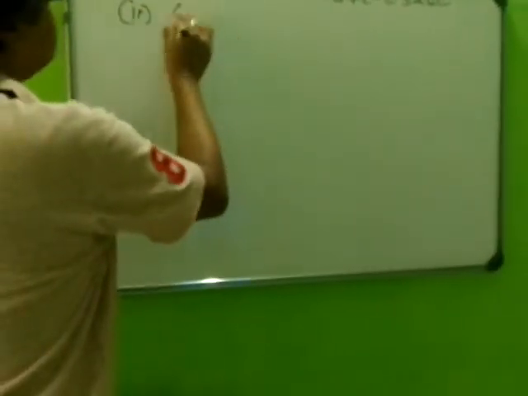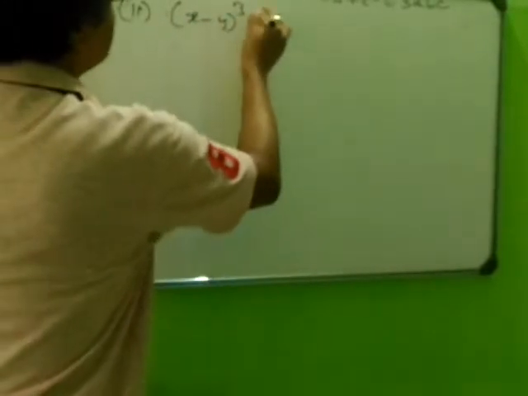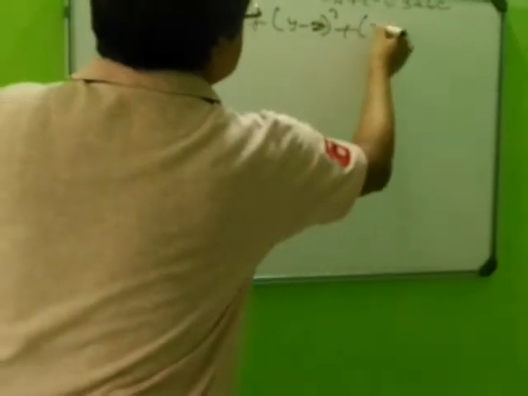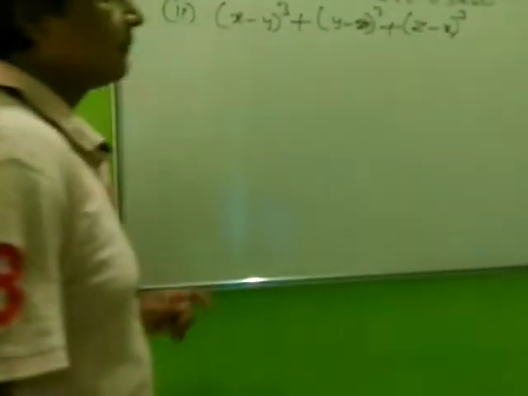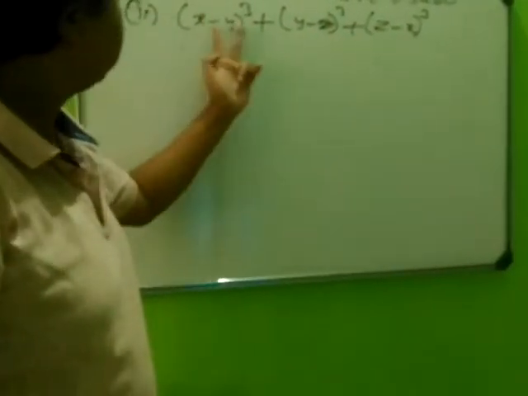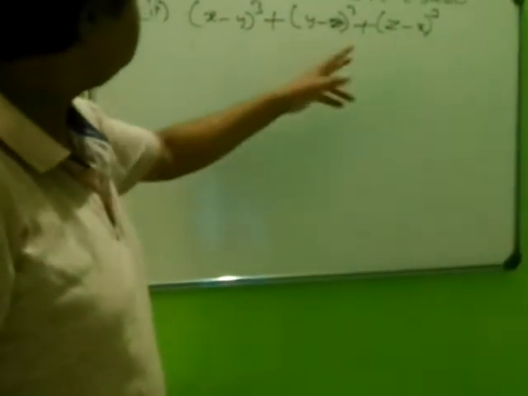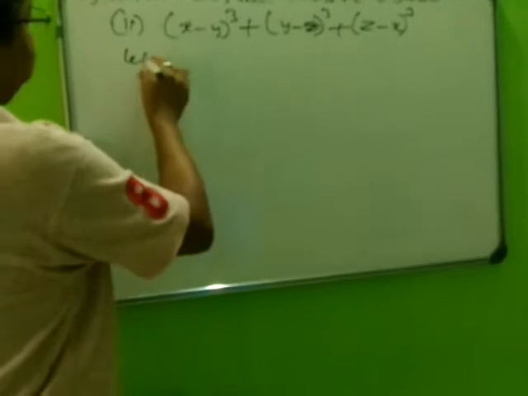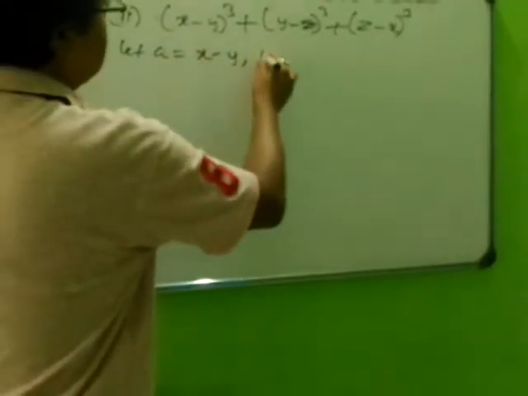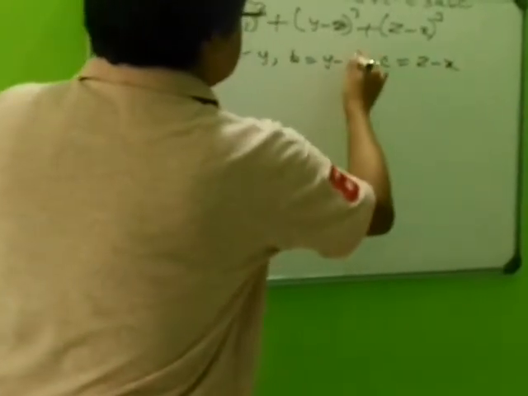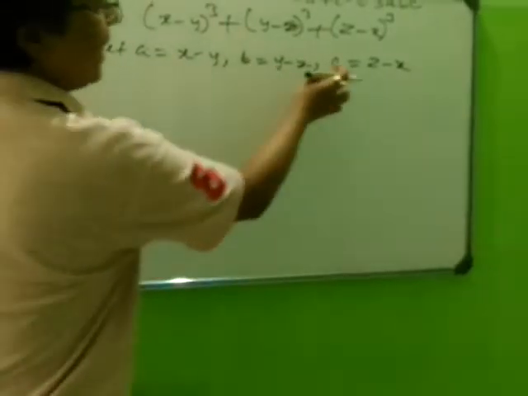Second one, it is given x minus y whole cube plus y minus z whole cube plus z minus x whole cube. Here you see they have given the sum of three different cubes. So in the same case, you will take this as A, this as B, this as C. Then you add A plus B plus C. So let A equal x minus y, B equal y minus z, and C equal z minus x.